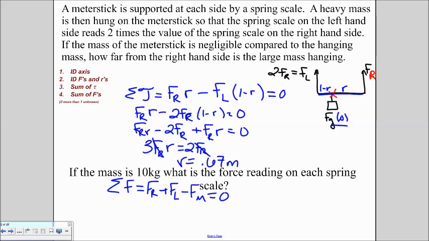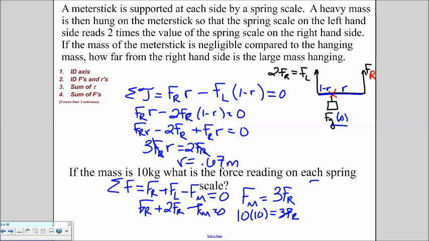So FR plus 2FR, because that's my leftward force, minus FM equals 0. So the force of gravity from the mass is equal to 3 times the rightward force. Now the force of gravity of the mass is 10 times g, which is 10 times 10, equal to 3FR. That means my force on the right-hand side is going to be equal to 100 divided by 3. And of course, the leftward force is twice that, so that's 200 divided by 3.